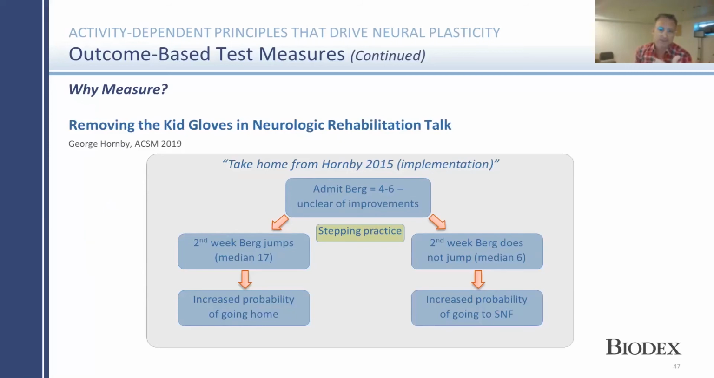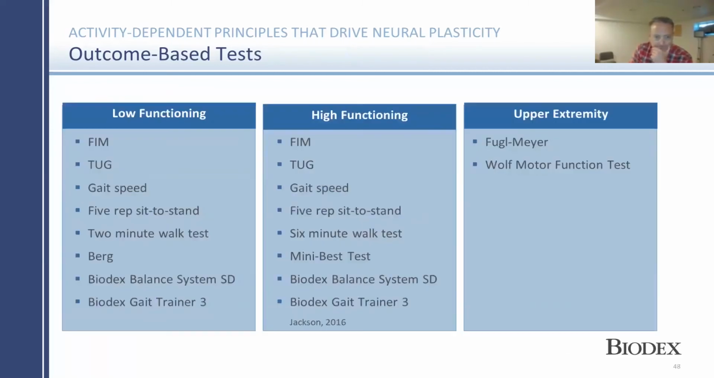Here's that stepping practice. If we're going to go back to intensity and repetition, how are we going to be able to measure that? Well, this is pre and post, using the Berg and various studies to help us gauge where that patient is after pre and post treatment. And obviously, if you get a certain score, then this is going to help us determine where that patient could go. Okay, so outcome-based tests.